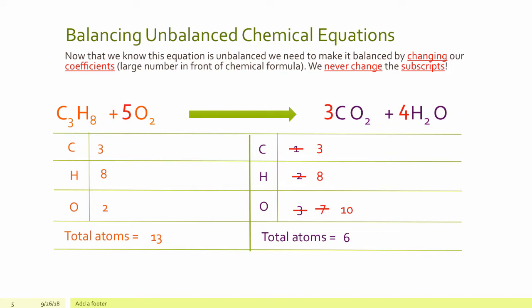So now I can do a 2 times 5 for my oxygen atom and change the total number of atoms for oxygen to 10. So now if you look and compare your equation, I have 3 carbon atoms on both sides, 8 hydrogen atoms on both sides, and 10 oxygen atoms on both sides. So I'm going to total those up. And on my reactant side, I have 21 atoms. And on my product side, I have 21 atoms. This is now a balanced equation.